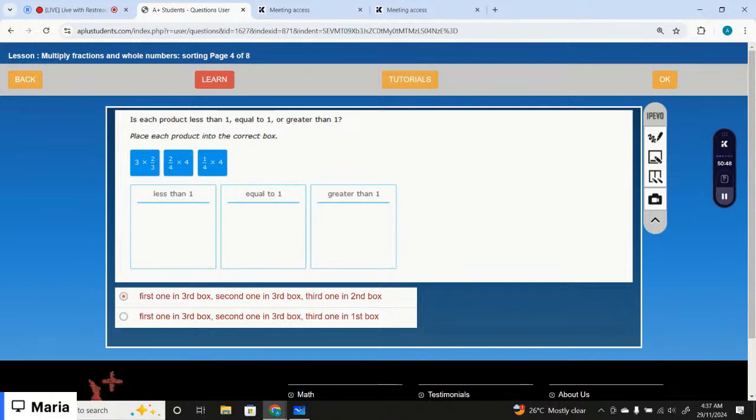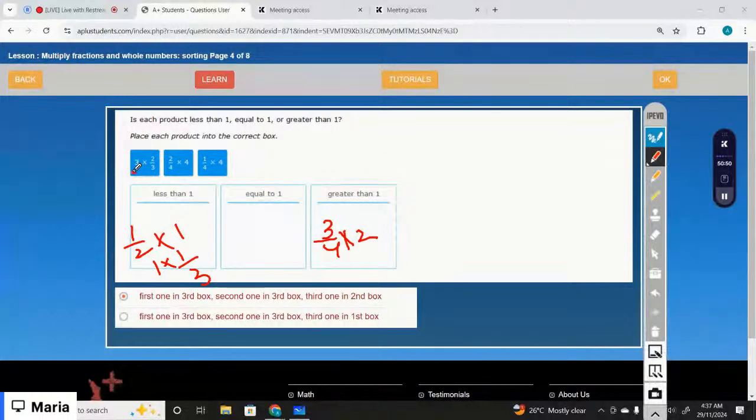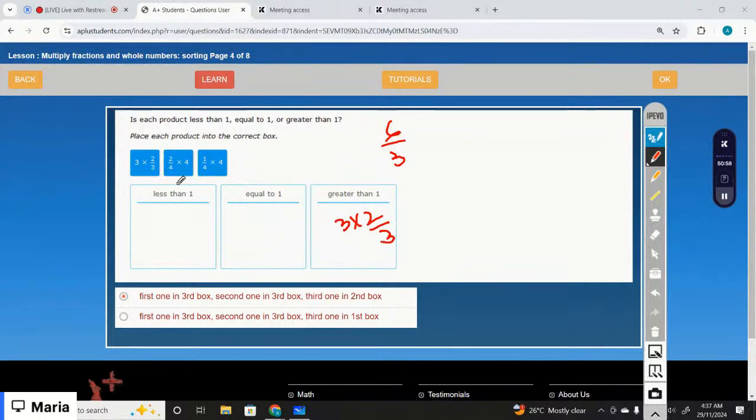You can see the first one, 3 times 2 by 3, right? 3 times 2 is 6. 6 over 3 is greater than 1. So, 3 times 2 by 3 would be here. Then look at the second one. 4 times 2 is 8. 8 over 4, that is also greater than 1. 8 over 4 is 2, right?